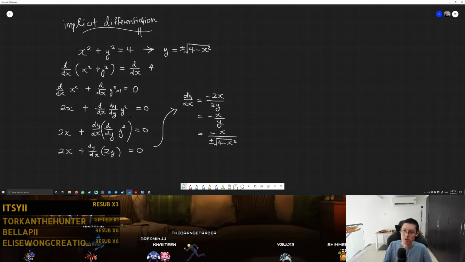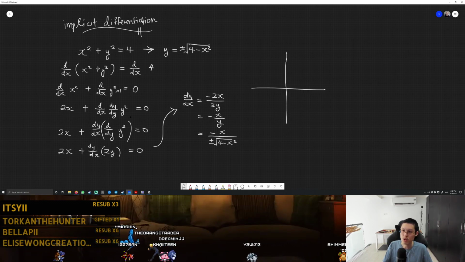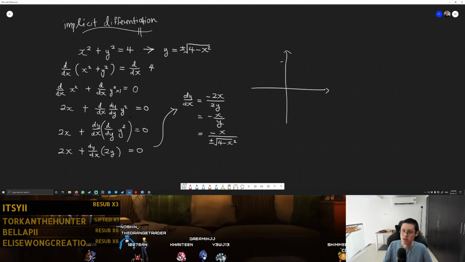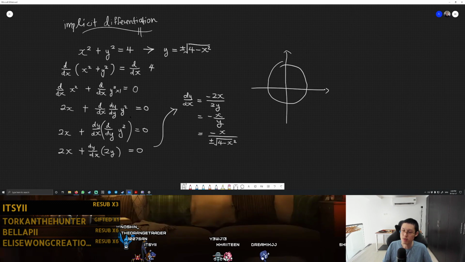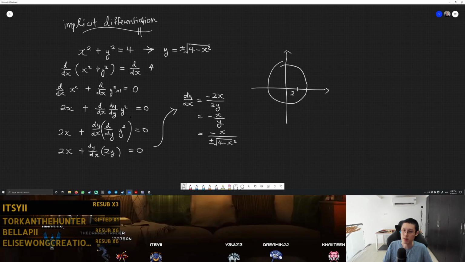So what does this tell you? This tells you that suppose I were to draw a circle, and then I want to find the gradient when x is equal to 2. And my y is equal to whatever x is when, hang on, let me just draw it like that. So when x is equal to 2, what is my y going to be?